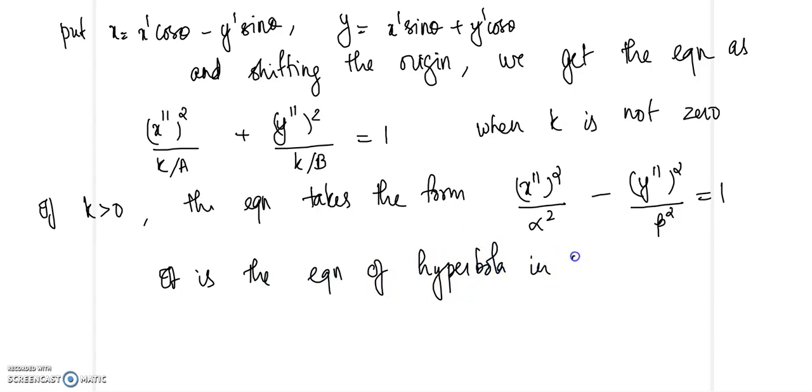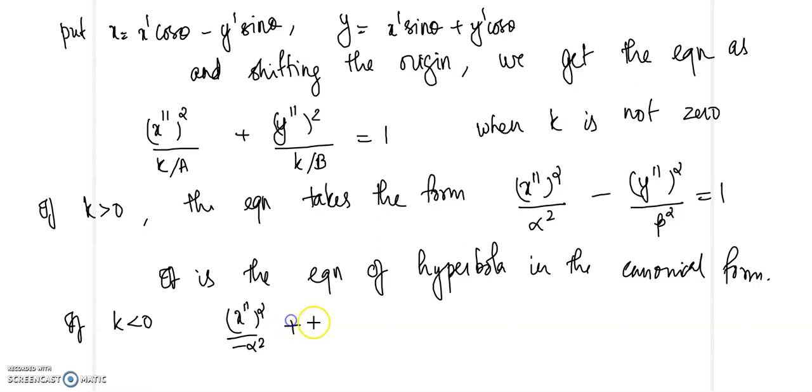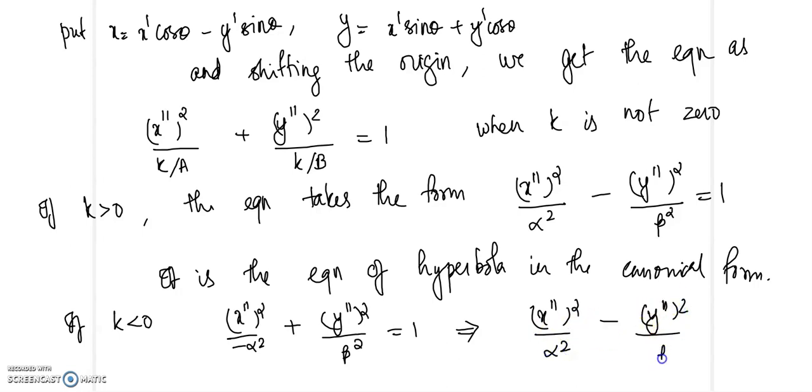In the canonical form. And again, if k happens to be less than 0, we'll get x double dash whole square by alpha square minus y double dash whole square by beta square equal to minus 1, since the coefficients of x double dash square and y double dash square are negative and the other sign becomes positive. So it is also the canonical form of hyperbola.